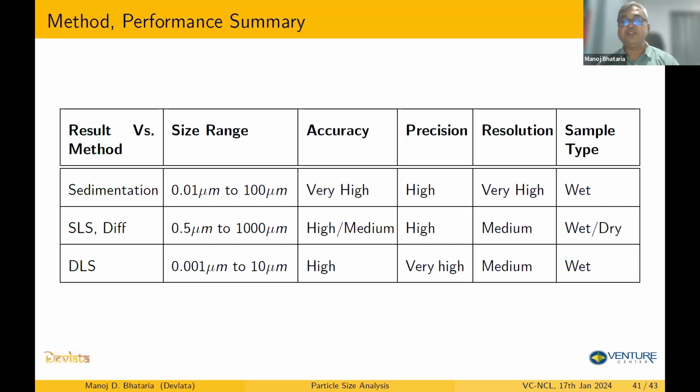The precision of all the instruments is relatively very high, and the accuracy also is good. Sedimentation is exceptionally good in terms of accuracy, but they are all good. Resolution-wise, sedimentation will score over SLS as well as DLS. So make a good choice on what kind of instrument you want to buy. Get some analysis done on samples tested at different laboratories or even your vendors, and get it compared. And then only make a decision on which instrument you want to purchase.